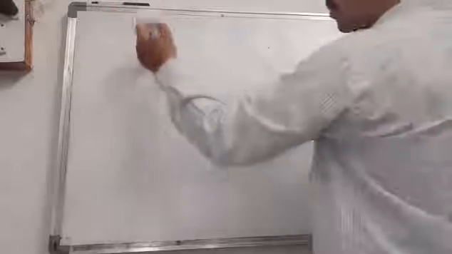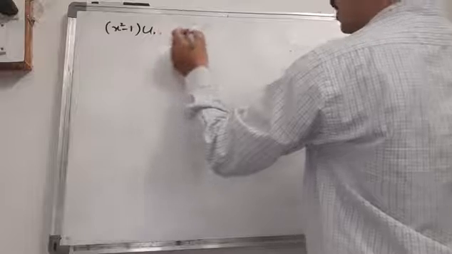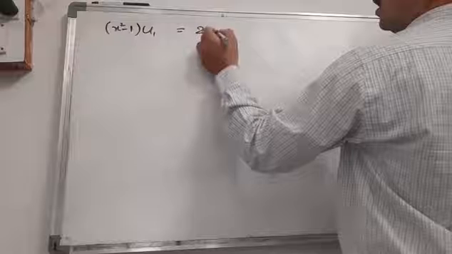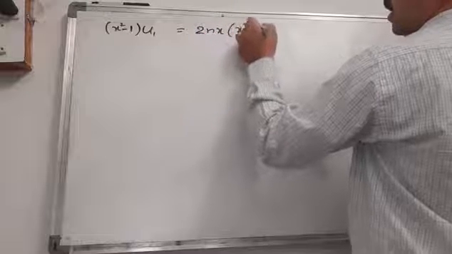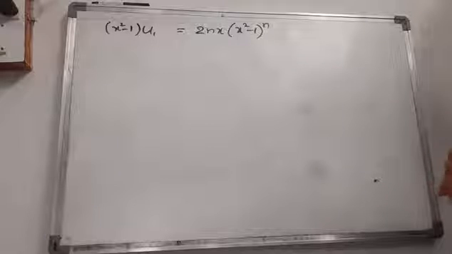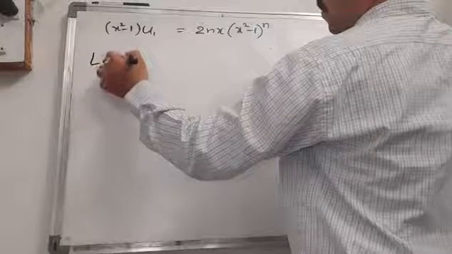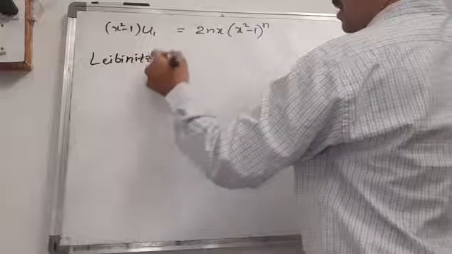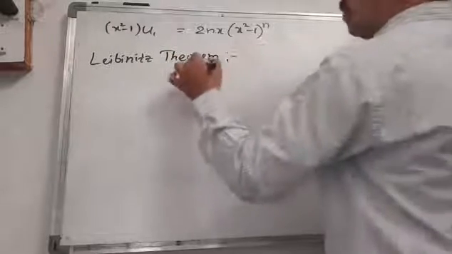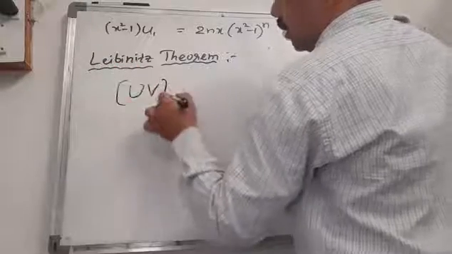So we got u1 into x square minus 1 is equal to, what we got? 2nx into x square minus 1 whole power n we got. Like this we got. Now what we are going to do is, we are going to use Leibniz theorem. So according to Leibniz theorem, we are going to find its nth derivative.